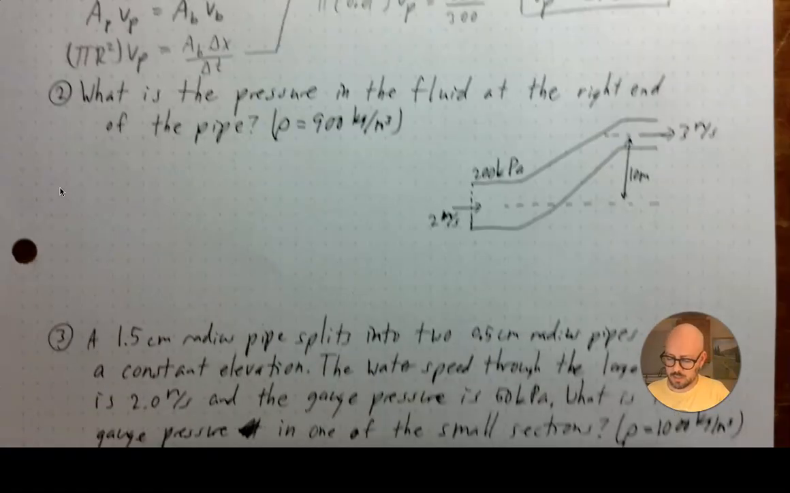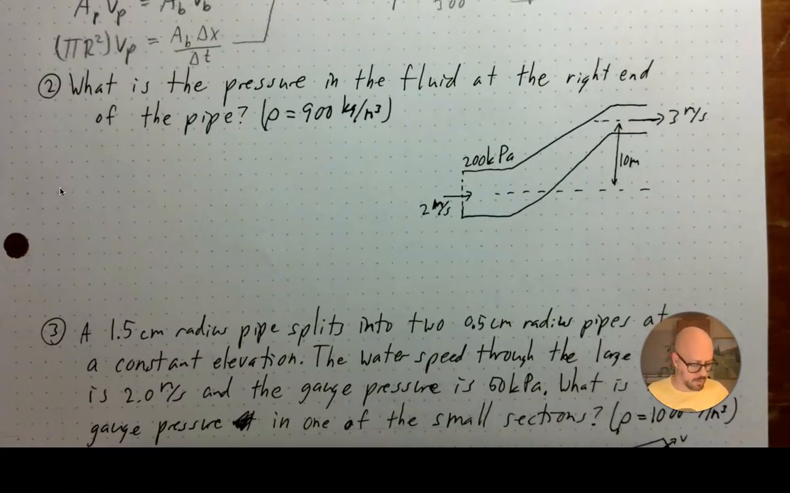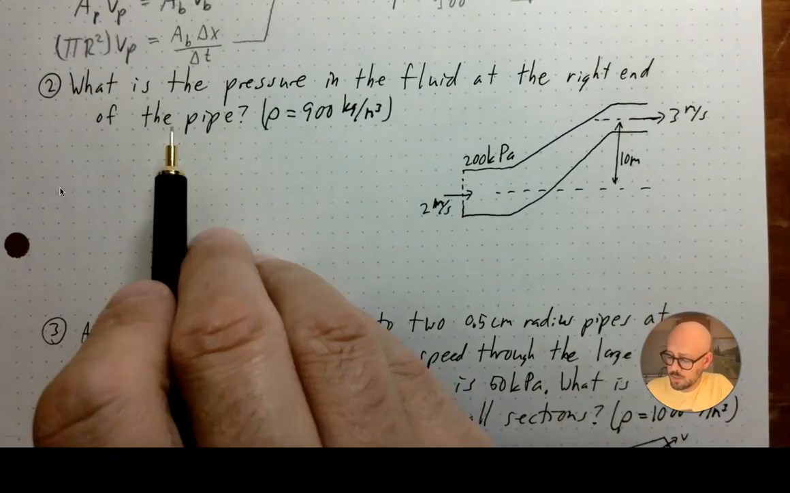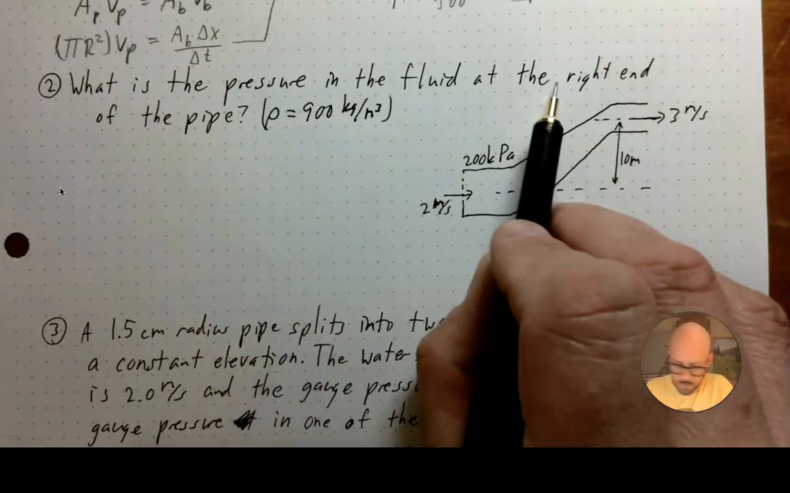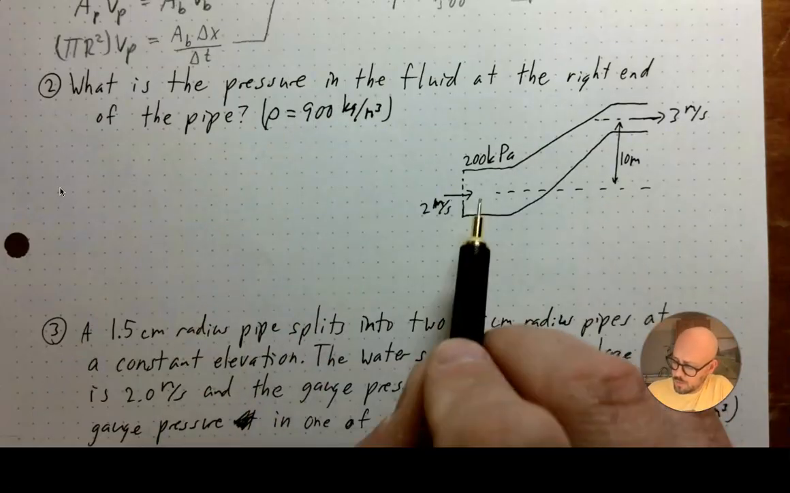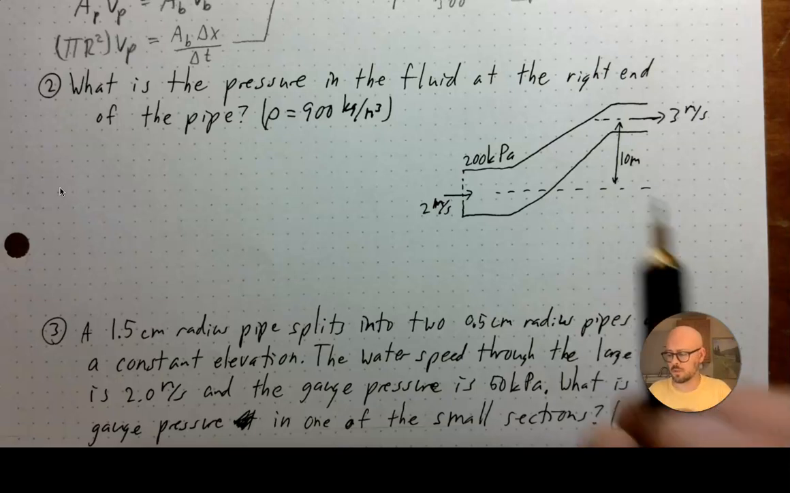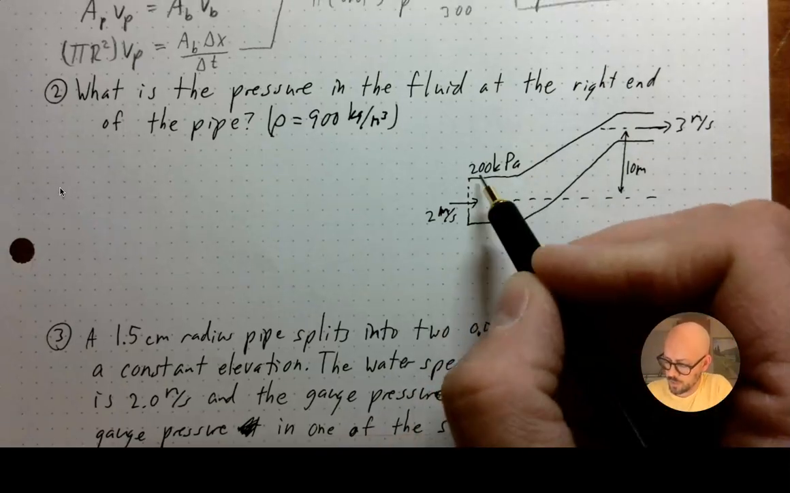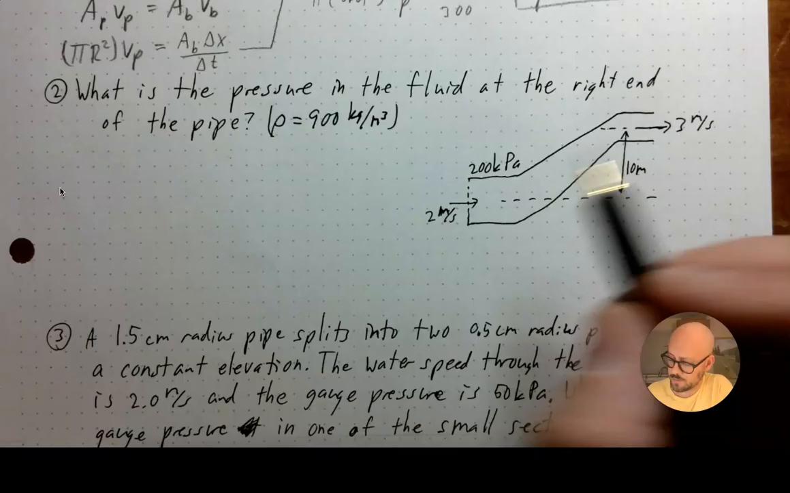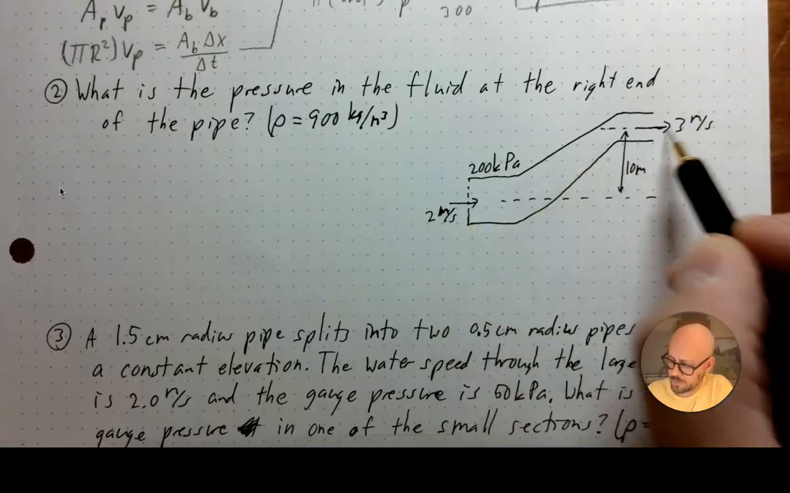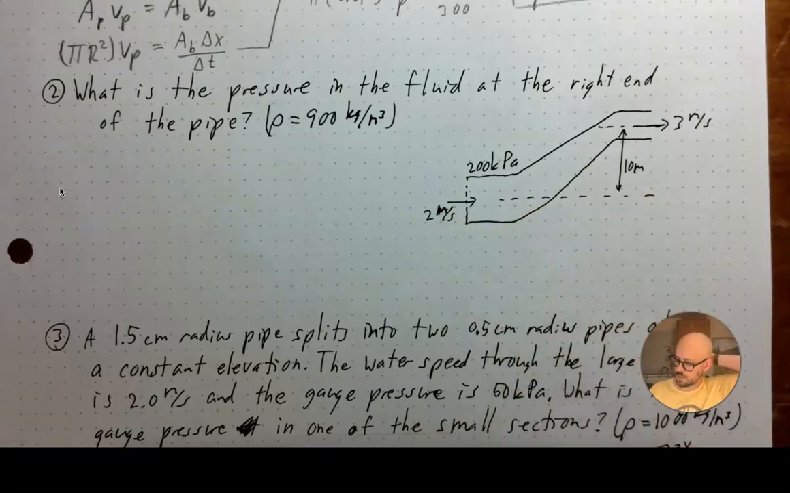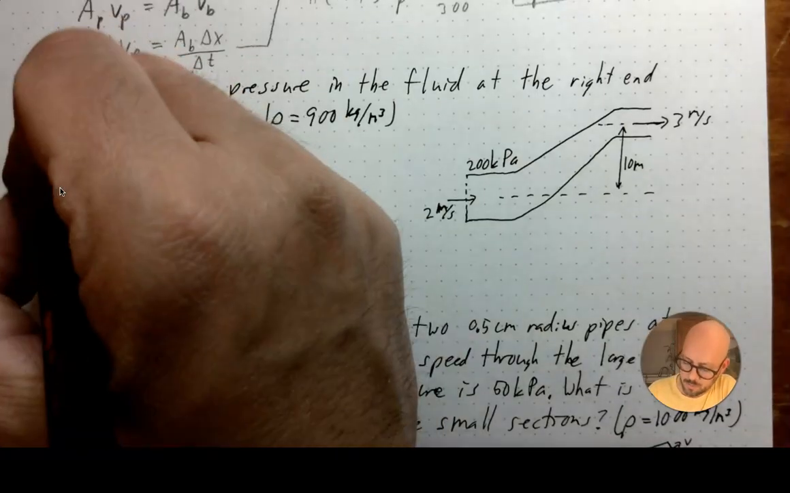Okay. Next two problems deal with Bernoulli and maybe some more. The question here is, what is the pressure in the fluid at the right end of the pipe? We have a similar picture to the last video. We have the pressure at the bottom, which is 200 kilopascals. We have the speed at the bottom and the top, and we have the distance between the bottom and the top. So we're going to use the Bernoulli equation.